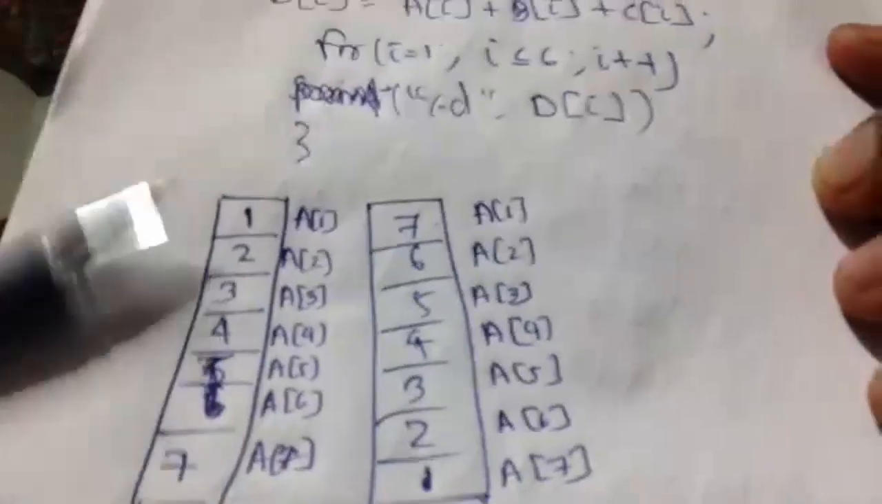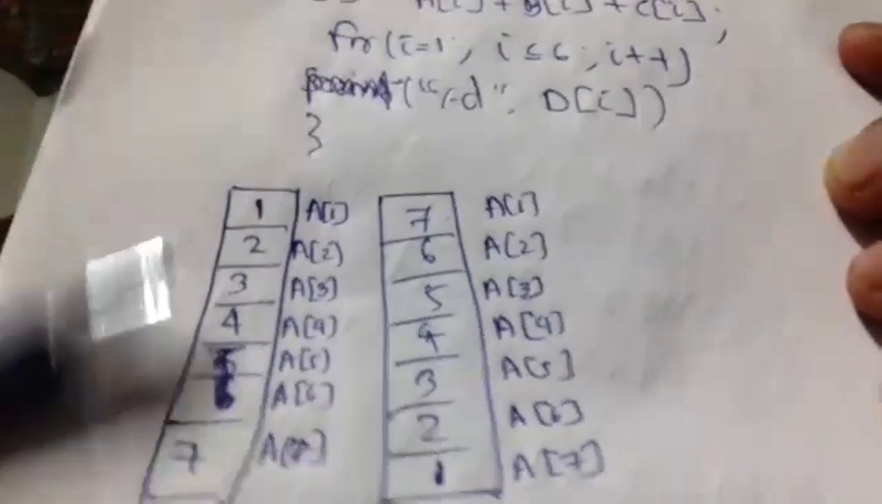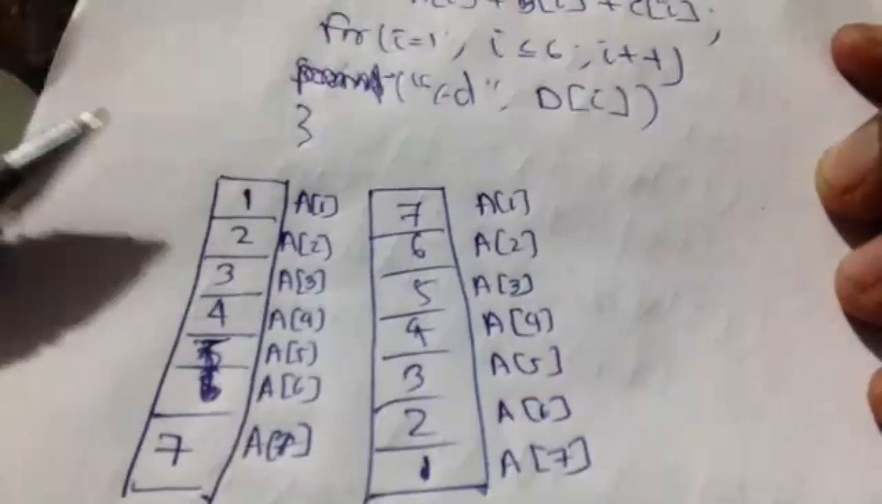Here, how many are there? 7. If I ask you, add the odd address values and display the result. How many addresses are there? 7. So how many odd addresses will be there? 1, 3, 5, 7, that is 4. So what is the corresponding value?